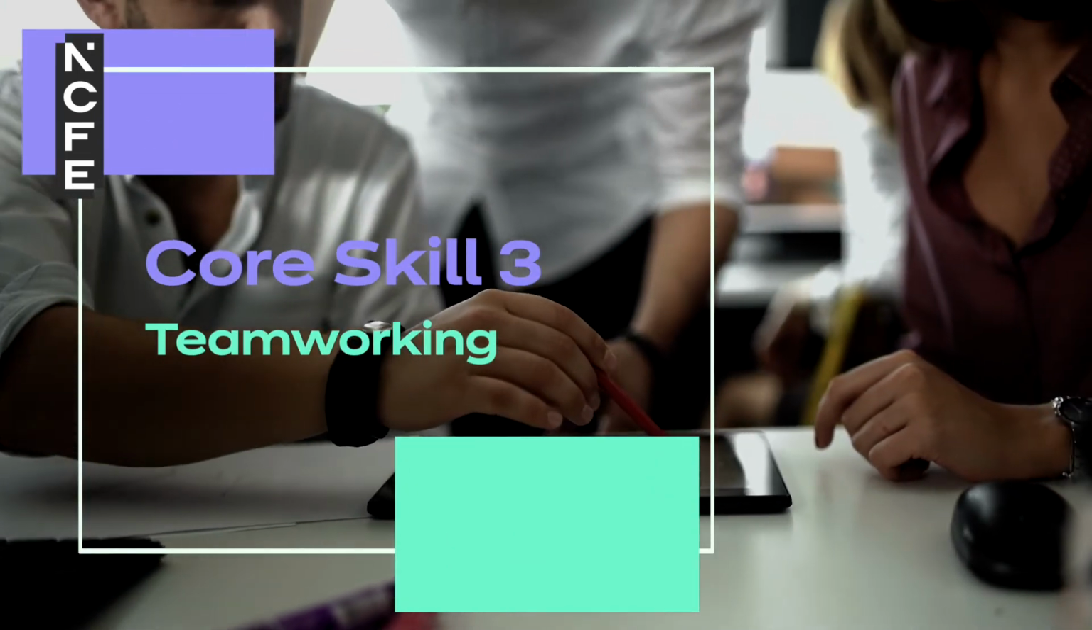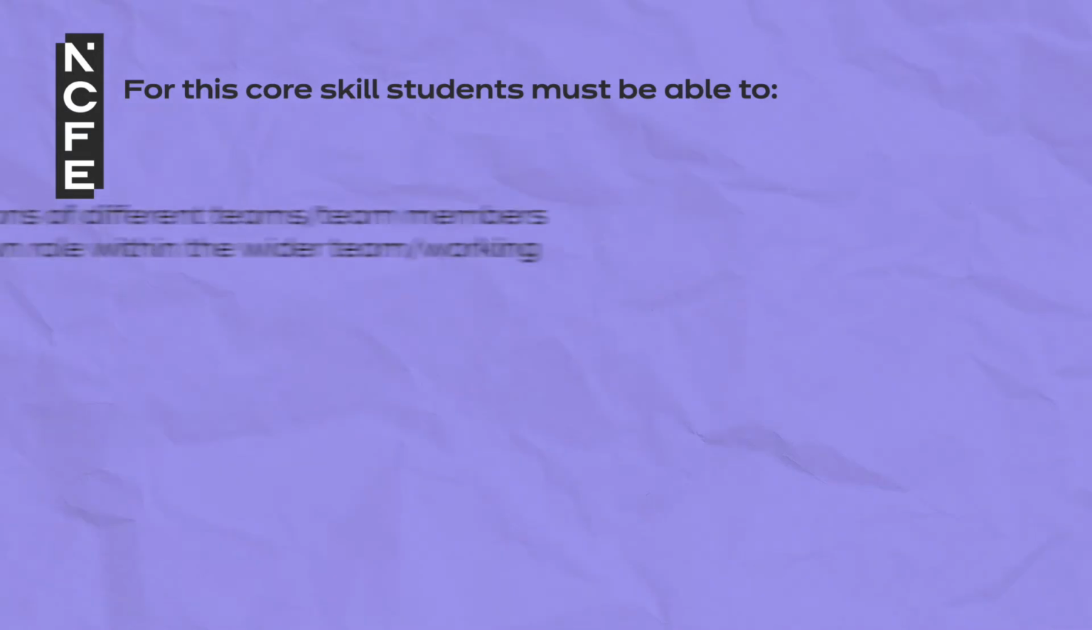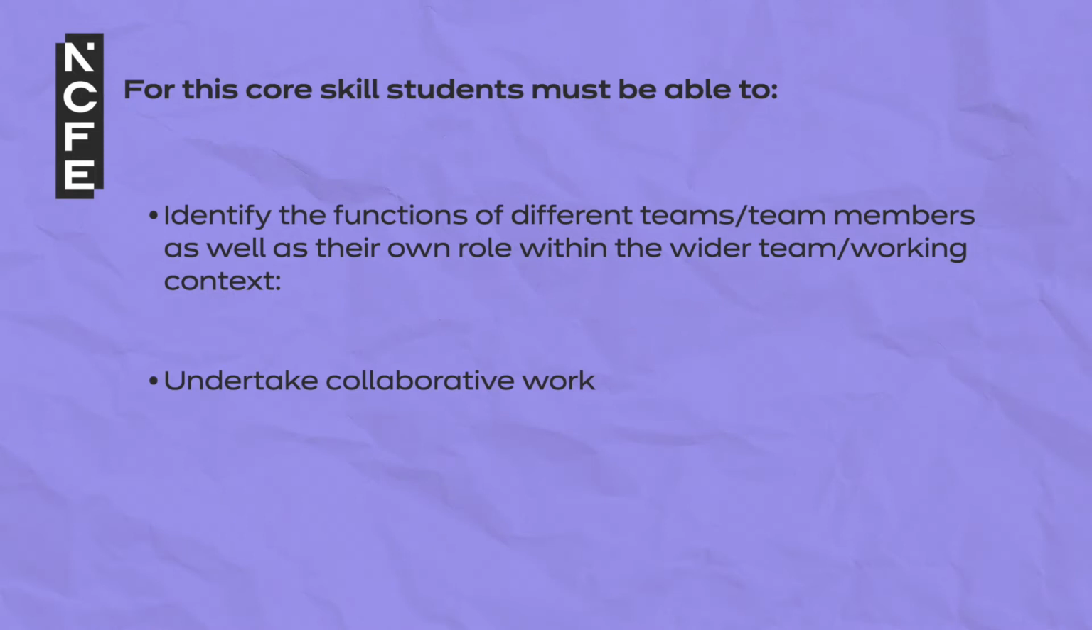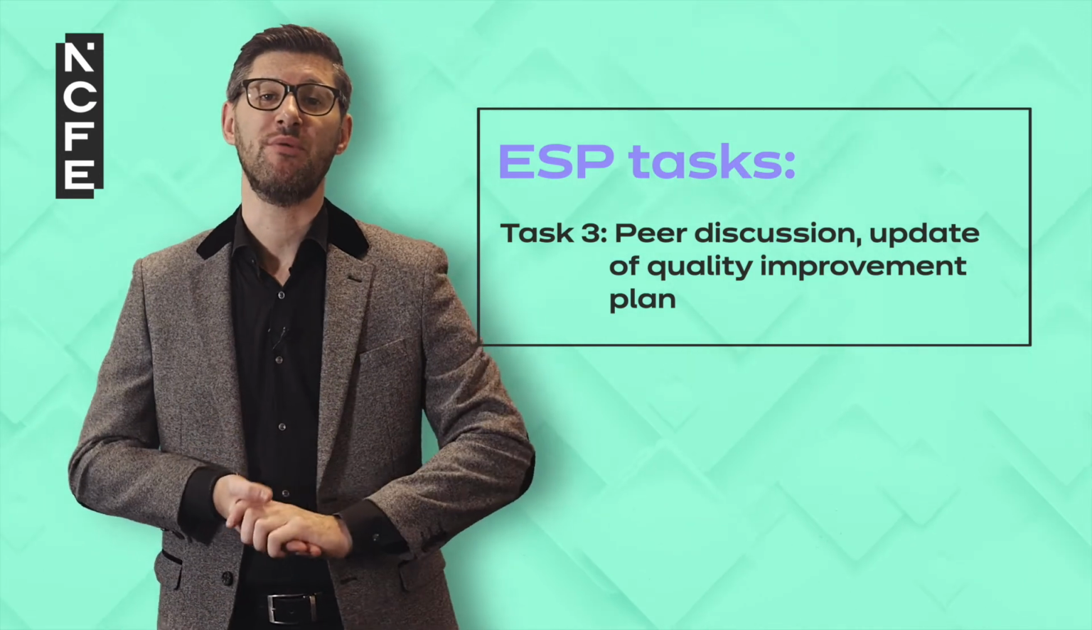Core skill 3, teamworking. For this core skill, students must be able to identify the functions of different teams or team members, as well as their own role within the wider team or working context. Undertake collaborative work. More detailed information can be found within the core skills section of the healthcare science qualification specification. Examples of employer set project tasks where the core skill is assessed are peer discussion and update of quality improvement plan.